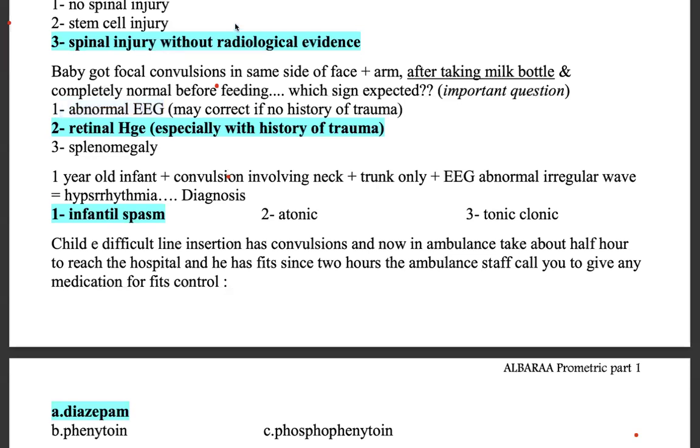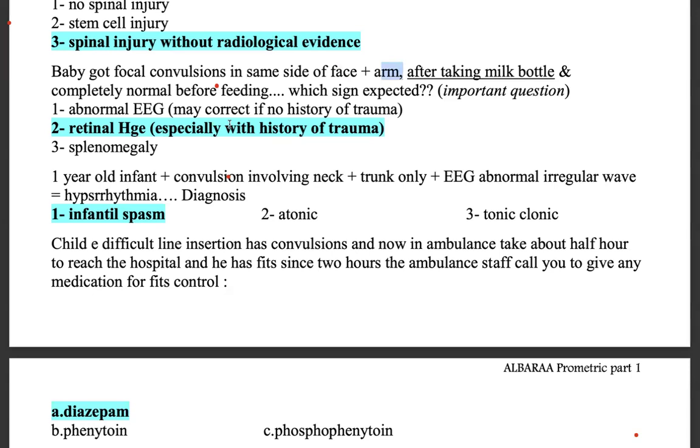Any comments on this question? Is it clear? Oh, sorry, I joined late, but it's not clear to me. Okay. See, here what he's telling is the baby who is normal before, completely normal before, after feeding had convulsion, focal convulsion. There is focal. The focus where you are seeing is in the face and the arm.